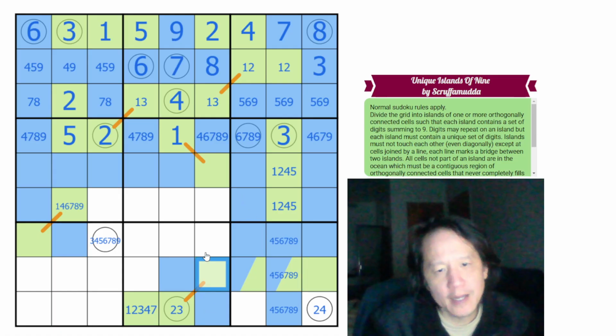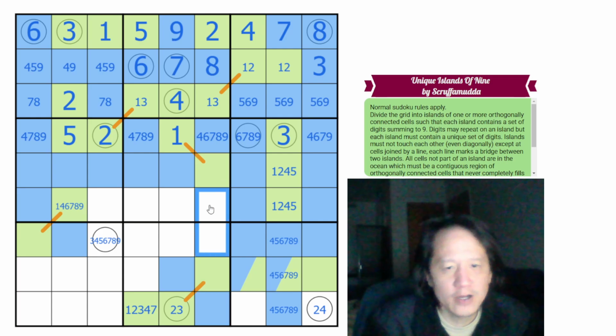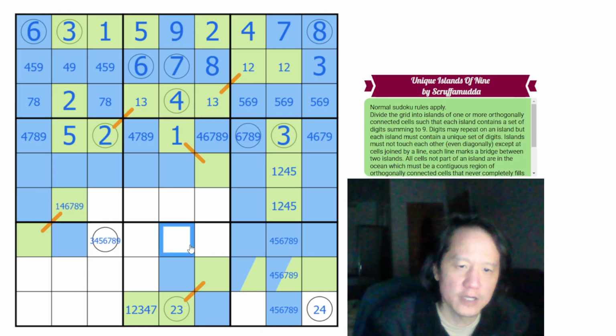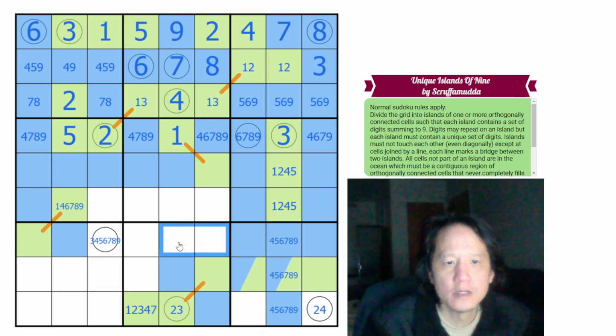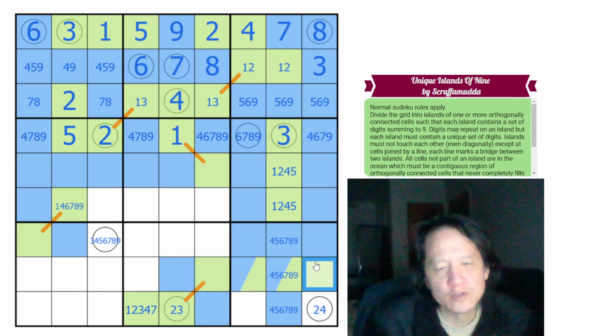We know the 9 has to be one of these two, right? It could be two oceans here. Well, actually, that's not true. This could connect the ocean that way, right? And then this could go out this way, and this could go out that way. So this could actually be 9 here.